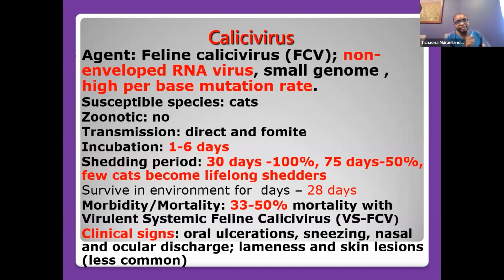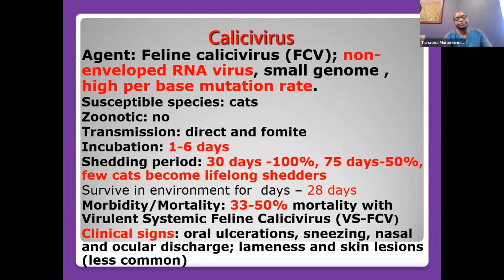Moving on, the susceptible species are cats. It's not zoonotic. You cannot transfer it from cats to humans. Transmission is through direct contact between one animal and another. If you have group housing, or if a worker medicates animals with the same syringe without changing it from one animal to another, that's how you transmit calicivirus disease. The incubation period is almost the same as the herpes virus, 1 to 6 days. So for the two viruses, herpes and calici, the incubation period is shorter, but for the bacteria, you will see that it is a little bit longer.